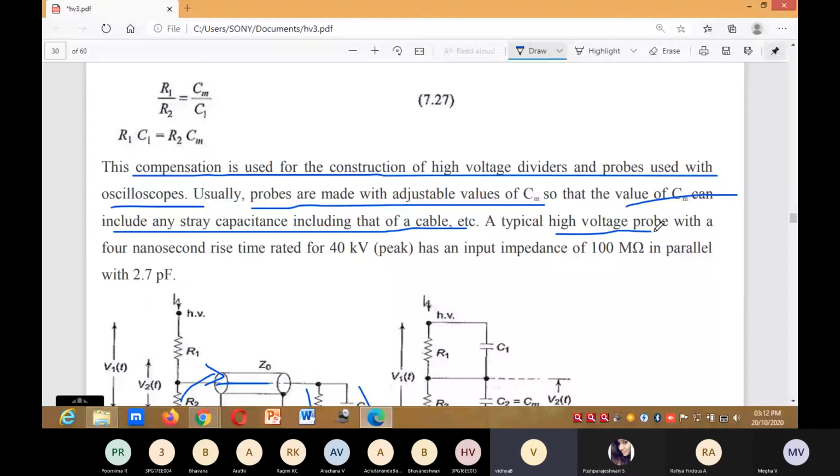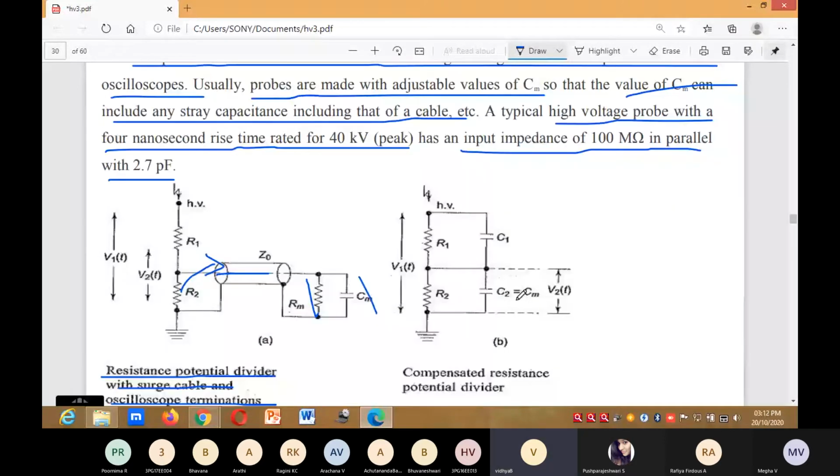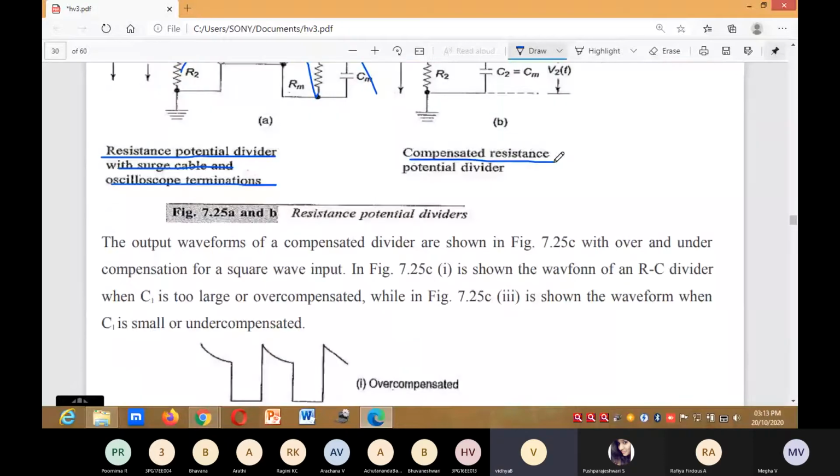A typical high voltage probe: a high voltage probe with a 4 nanoseconds rise time, rated for 40 kV peak, has an input impedance of 100 mega ohm in parallel with 2.7 picofarad capacitor. This is the compensated resistance potential divider.